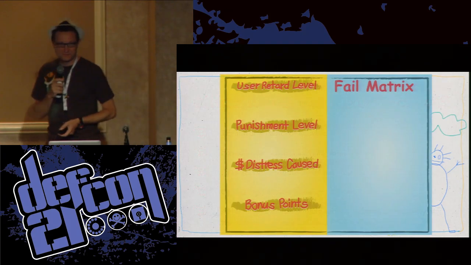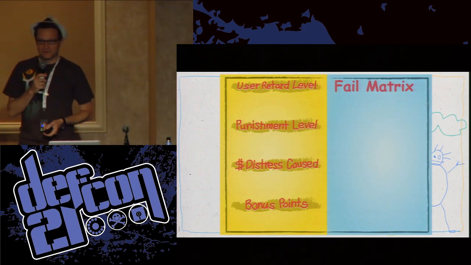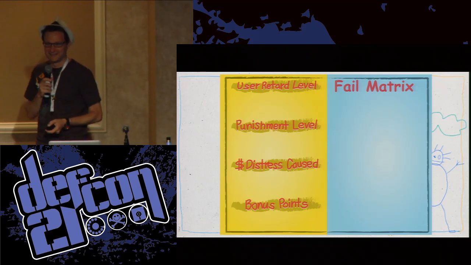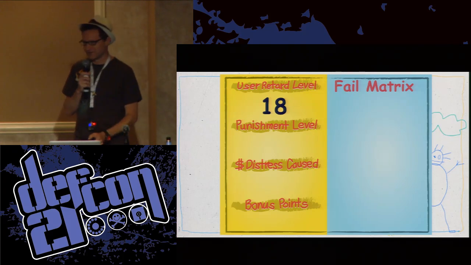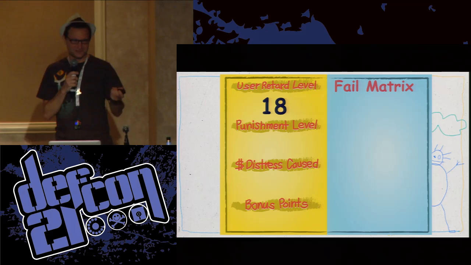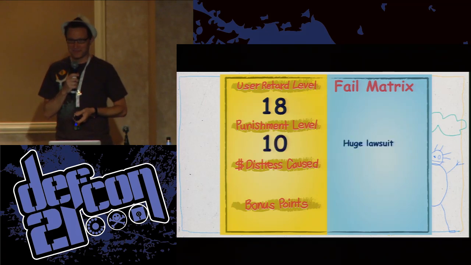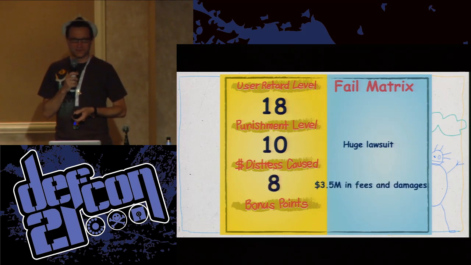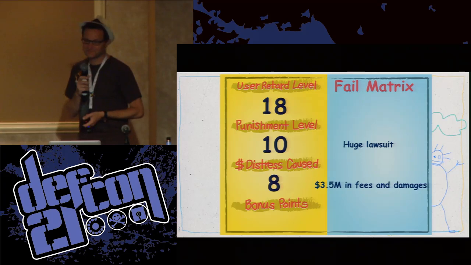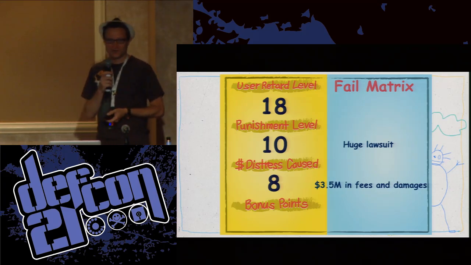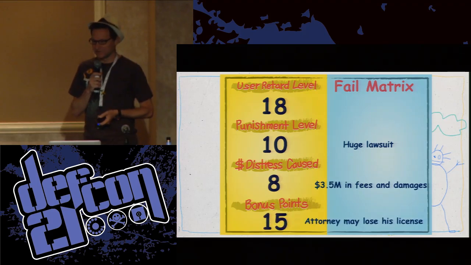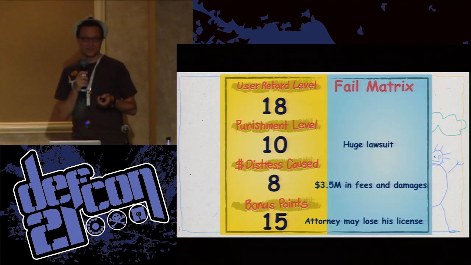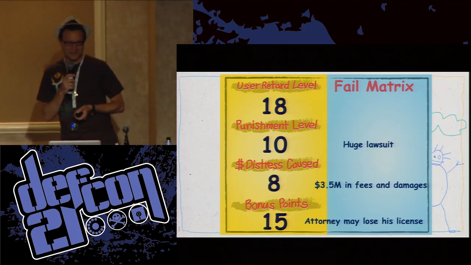So, in this case? Well, let's look at the fail matrix. So the user fail level is pretty high in this one. We got fails on the attorney's part and also on the ex-sales guy. Huge lawsuit. $3.5 million in fees and damages, which our client got back, basically. And 15 bonus points. The attorney might lose his license in this one. He hasn't yet. We don't know. We don't track that kind of stuff.